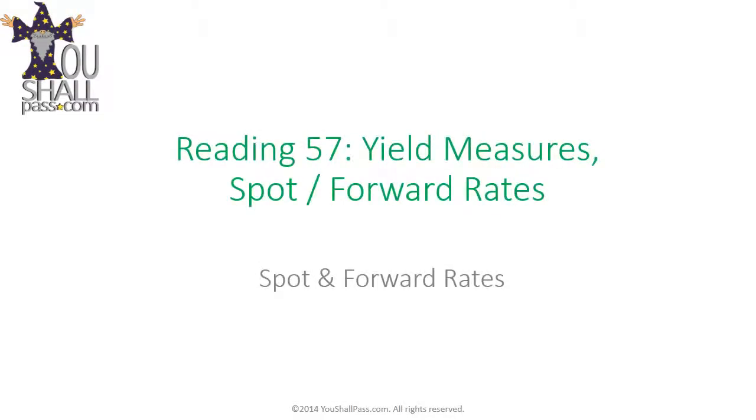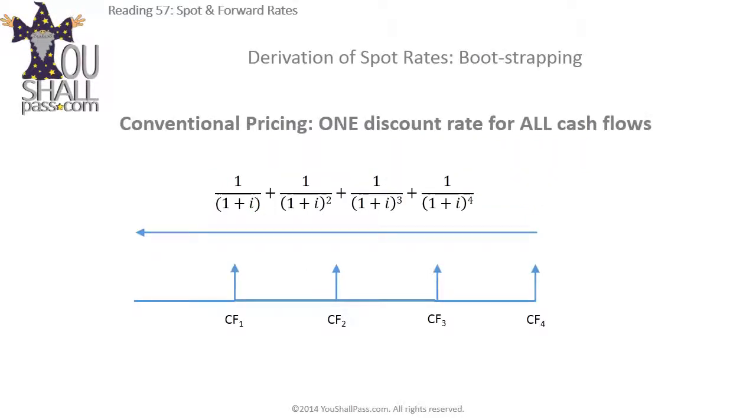This video is about the part of reading 57 that covers spot and forward interest rates. So far, we've been using only one YTM to discount all the cash flows of a bond regardless of when those cash flows occur. The discount factors may change due to a change in the discounting period, but the interest rate used to calculate those discount factors remains unchanged.